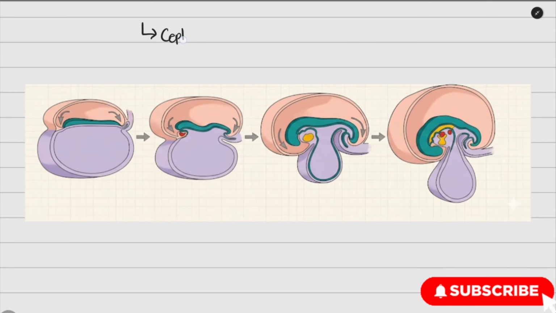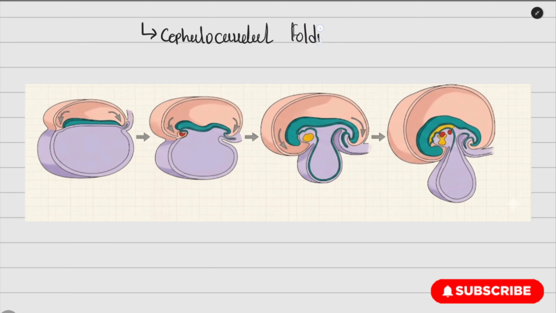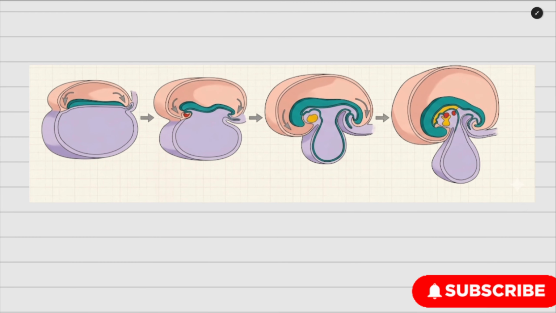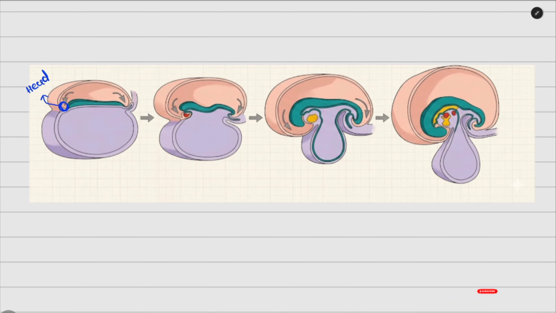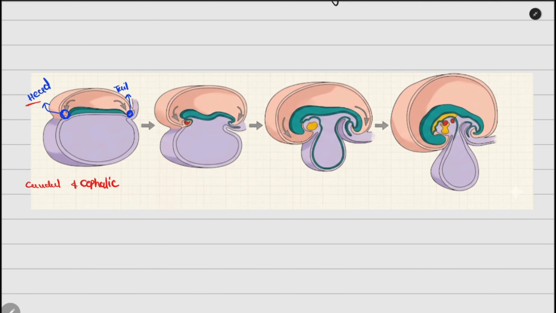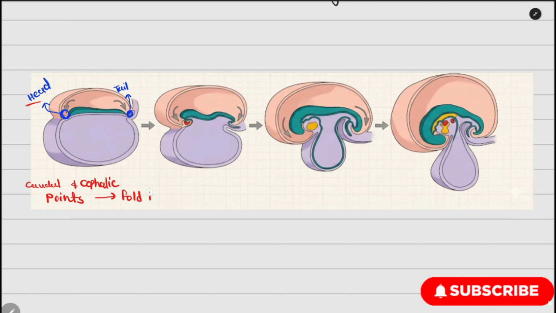Today we are going to talk about foldings, yolk sac cavity, and the umbilical cord. As we already studied in week 3 embryology, first we are going to talk about cephalocaudal folding, which occurs during week 4. We know this is the cephalic part, meaning the head part, and this is the caudal part, meaning the tail part. And now these caudal and cephalic points will fold inside.